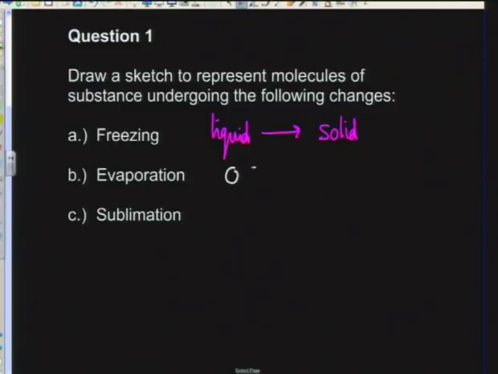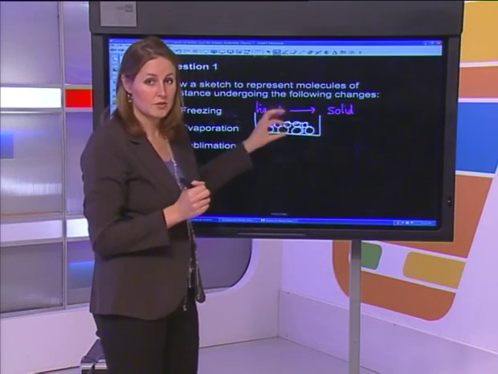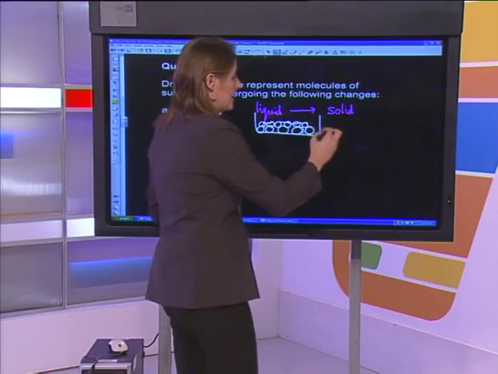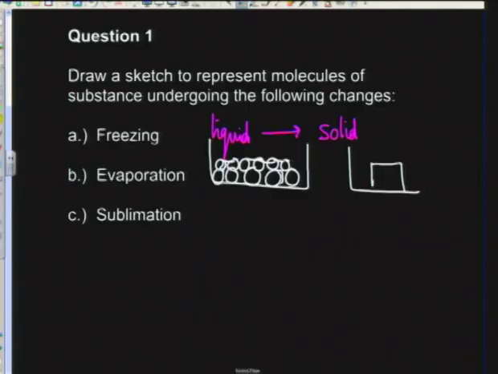You've got little particles that are free to move, and I'm putting them within a container. Apologize that mine aren't all the same shape or exactly the same size, but they would slide over one another. Maybe not, you could even draw them slightly further apart. A solid, that's my little solid block, and you would indicate all those very, very tightly packed particles.